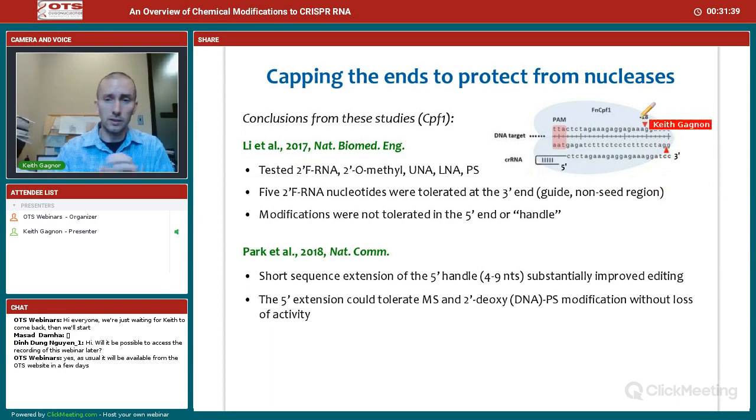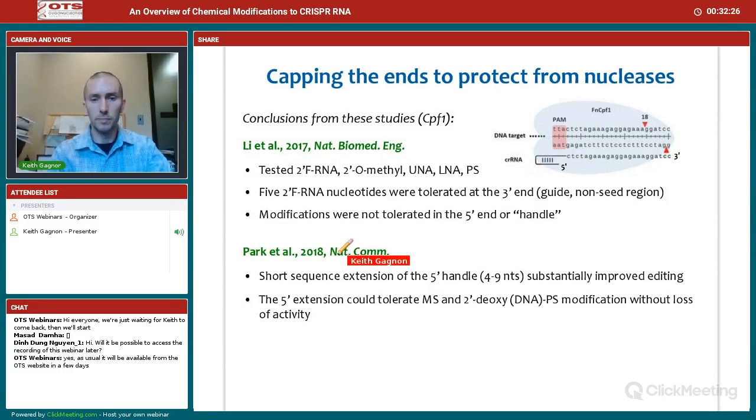And so you can see here, this is the schematic for Cpf1. Its structure is a little different. The CRISPR RNA is just a single RNA naturally. It has a 5' pseudoknot structure, which is often referred to as the 5' handle that binds the protein. And then the guide sequence is actually at the 3' end, and the seed region is right here at the 5' portion of the guide sequence. So what they were doing is putting modifications here. They found that it could tolerate 5 2'-fluoro pretty well. They tried to put modifications in the 5' handle, but nothing was really successful. So the conclusion is that the 5' handle is not easily modified.